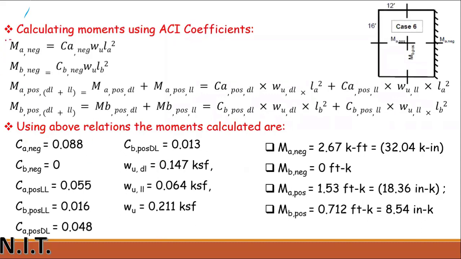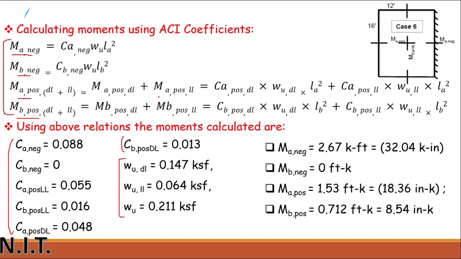Then summarize these values. These are the formulas to calculate the moments. These are the 6 coefficients, and these are the factored loads which we have already calculated. Use these 6 coefficients and these factored loads: factored dead load, factored live load, and total factored load. Use these values to calculate the moment values. So MA negative, MA positive dead load plus live load, and MB positive dead load plus live load have already been calculated from these.